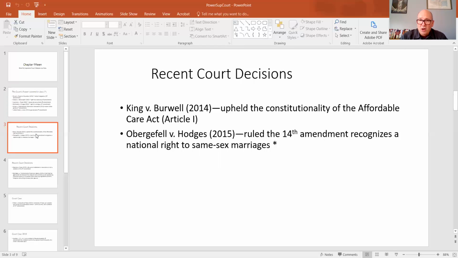So for example, the powers of Congress in King v. Burwell, 2014, you have the ruling that the Affordable Care Act is constitutional. So requiring people to buy insurance is deemed a tax, and Congress does have the power to raise taxes. So that was the basis of finding the Affordable Care Act to be constitutional. We can also see in 2015 the ruling that same-sex marriages are constitutional and apply nationwide to all states, according again to the 14th Amendment, equal protection under the law.